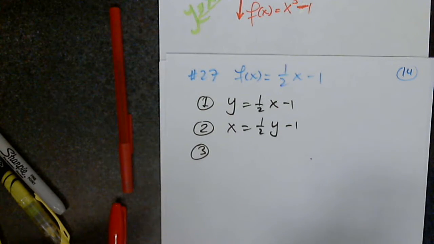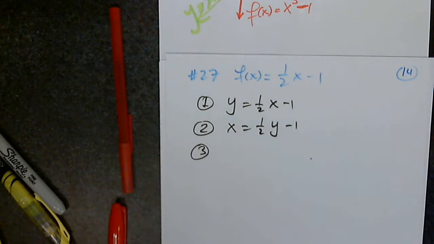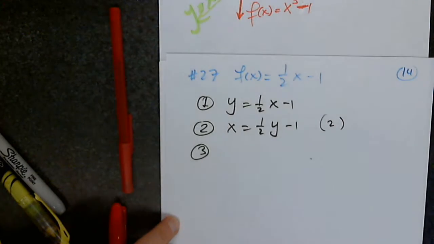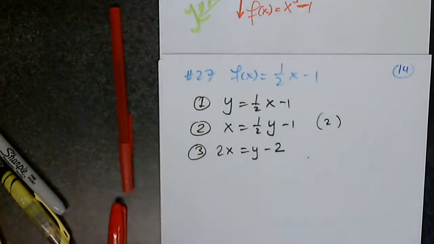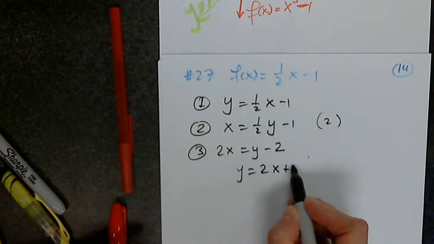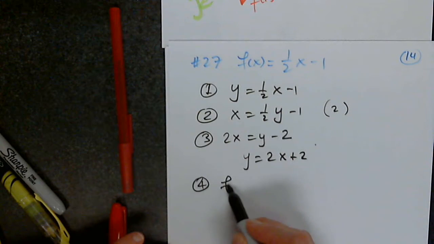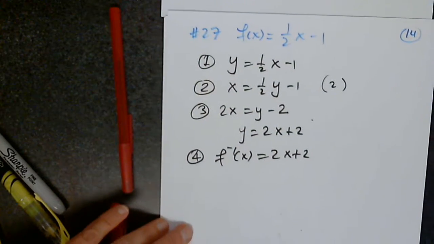What would I do now? You would clear the fraction. I'm an open book. So I will definitely multiply both sides by 2. 2x equals y minus 2. Therefore, y equals 2x plus 2, and that's our f inverse. Any questions on this?